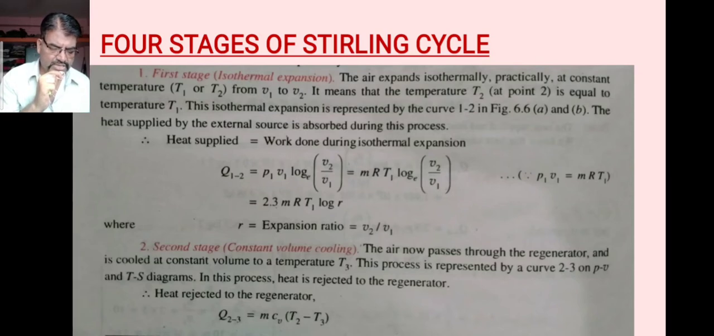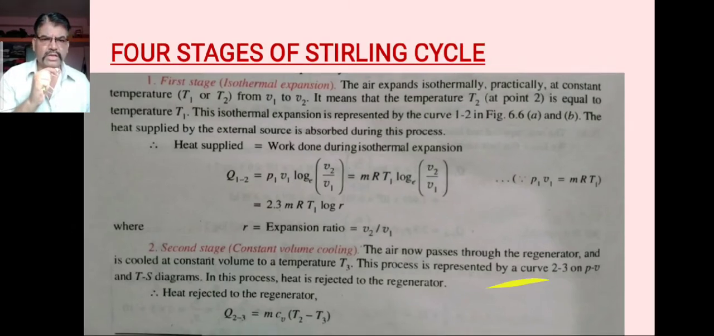The second stage, or the second process, is the constant volume cooling process. In this process the air now passes through the regenerator and is cooled at constant volume to temperature T3. Therefore in this process heat is rejected to the regenerator, that is Q2 to 3 is equal to mCv (T2 minus T1). Here m is the mass, Cv is the specific heat at constant volume, because the process is constant volume cooling, and it is the higher temperature minus the lower temperature.